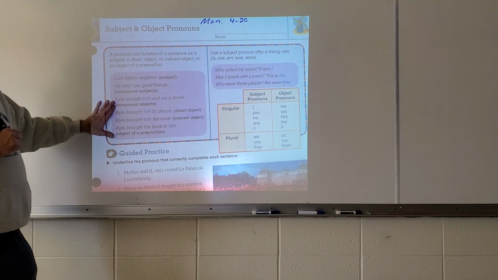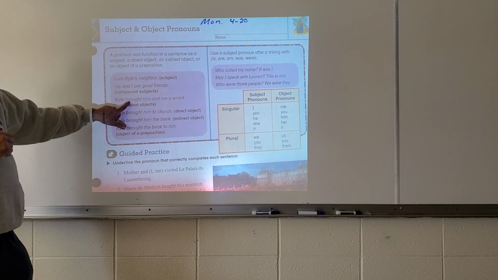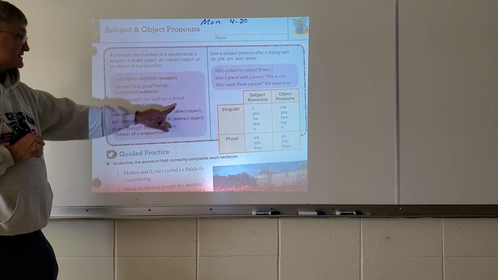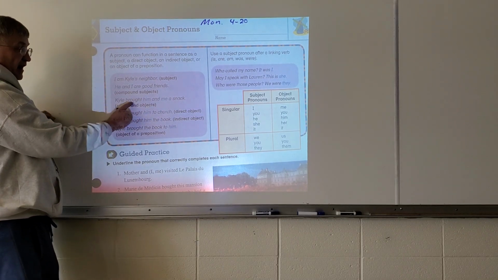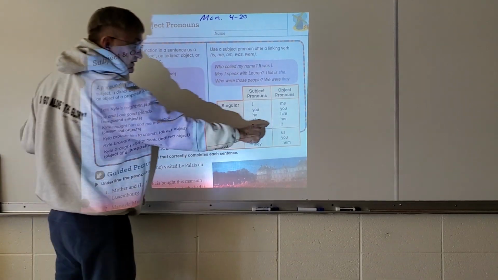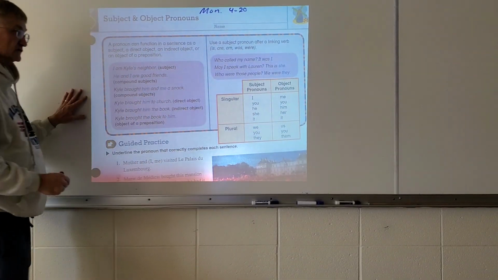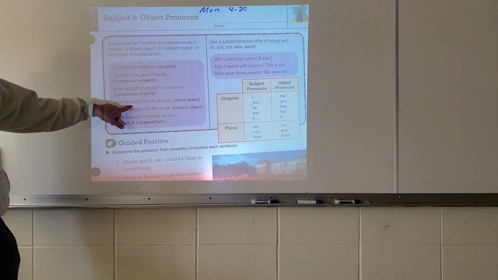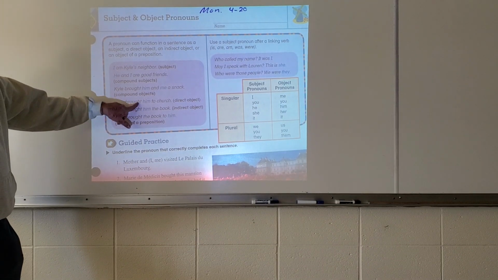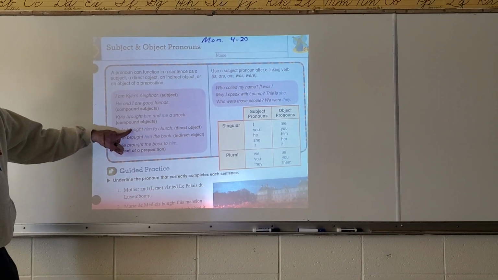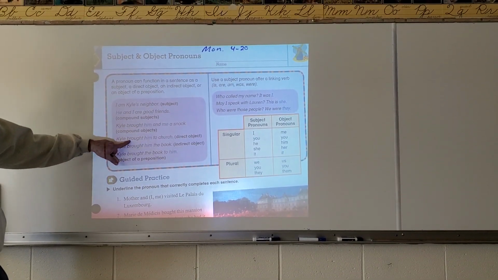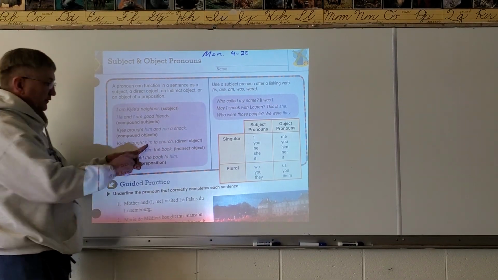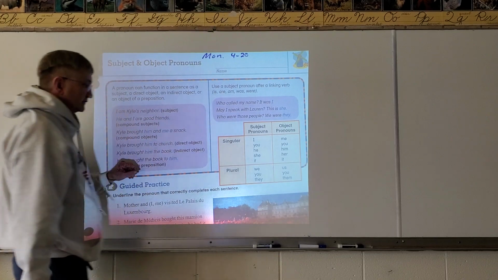You have the next part, which is "Kyle brought." Ooh, we got a verb here. So we're looking for indirect object, direct object: "Kyle brought him and me a snack." It's an object in this case, so him and me, both of them. Next one, "Kyle brought him to church." Another verb, and the object is receiving the action of the verb, so it's a direct object, and since it's an object, we go to him, which is in our object pronoun.